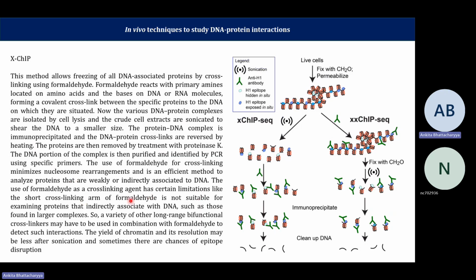Now, like we already said, it is not very useful for capturing protein-DNA interactions which are part of large complexes. So other bifunctional cross-linkers can be used, and the yield of chromatin and its resolution can be less after sonication, and there can also be epitope disruption. So these are all troubleshooting steps that you have to take care of.